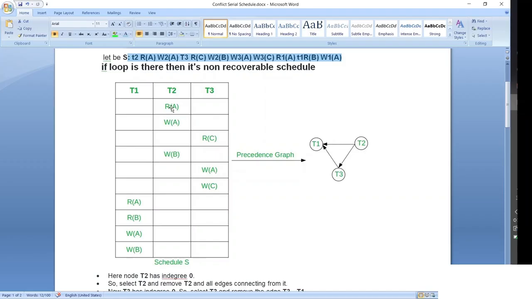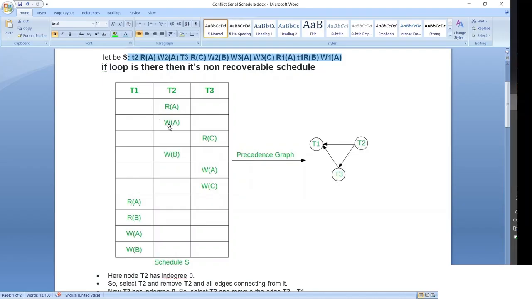So from T2 to T3, I will draw an arrow from T2 to T3 like this. Now again check here, write operation on A. Now check any read or write operation on A by T1 or T3. So write on A, yes, I found write on A. So there is again a line, so we don't need to draw a line again.